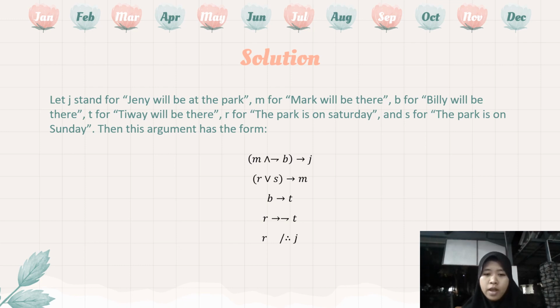Then this argument has the form: M and negation B implies J. R or S implies M. B implies T. R implies negation T. R. So we conclude J.